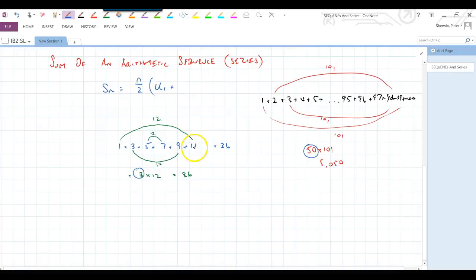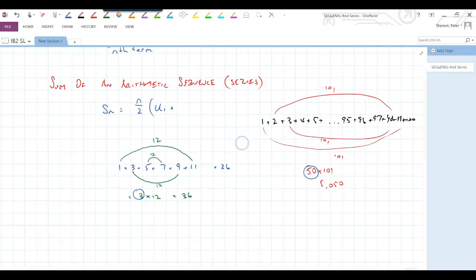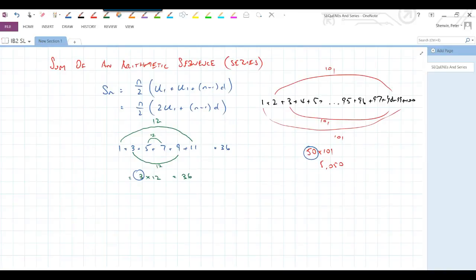Now the last term is this here, isn't it? The last term is the nth term, because we're looking at the sum of n terms. So the last term is actually u1 plus (n minus 1)d. So we can simplify that to n over 2, times, we've got 2 u1s here, so twice the first term plus (n minus 1)d. Brilliant. Let's check that on our 1 to 100 scale.